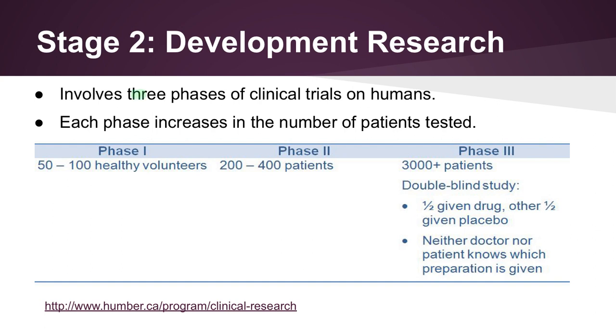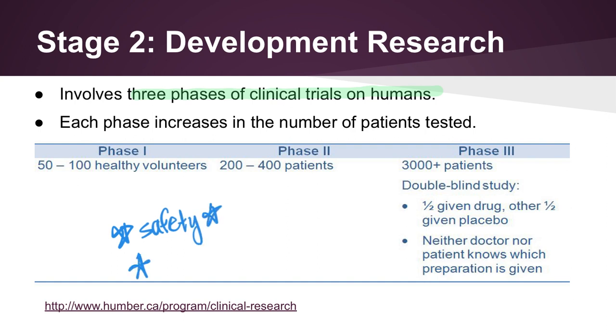And essentially, this is 3 phases of clinical trials on humans. Each phase is going to increase the number of patients tested. And really what they're looking for is 2 things here. They're looking for safety, and safety is first.